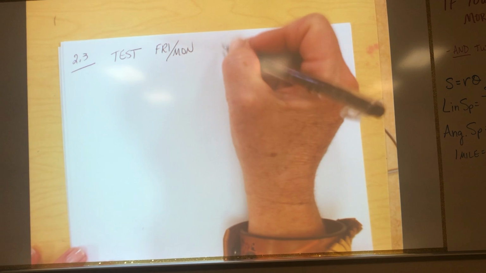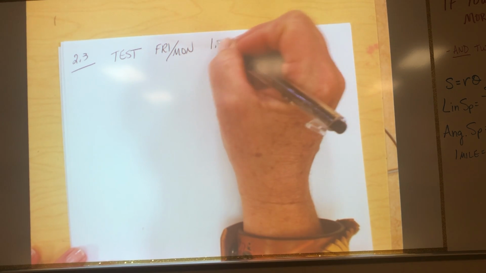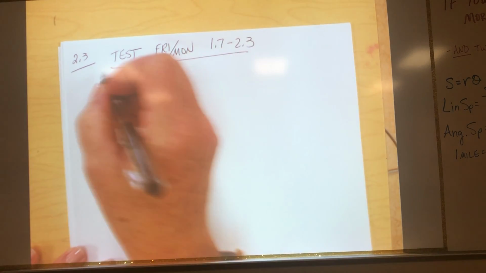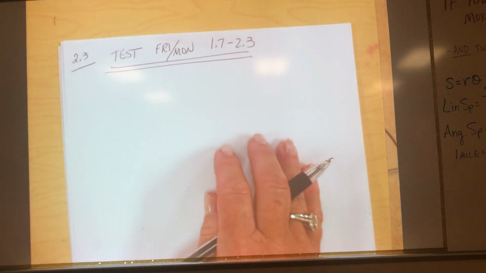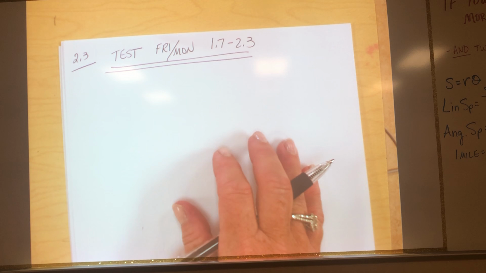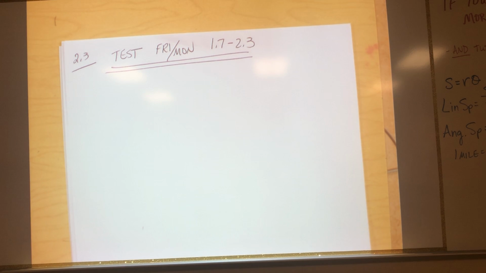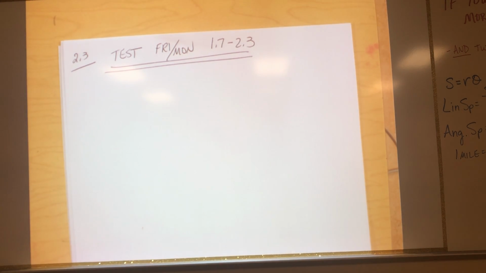What's it over? 1.7 to 2.3. Okay? So when I get finished before the bell rings, you go over there to my book, and I want you to take pictures of the chapter review and the chapter test from 1.7, 2.1, 2.2, and 2.3. Okay?